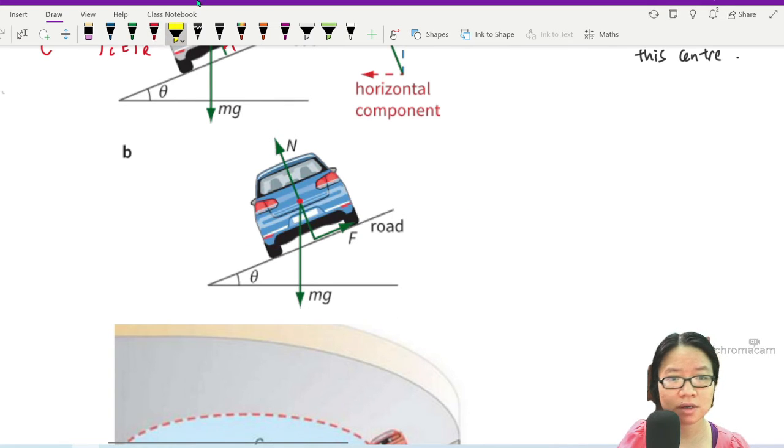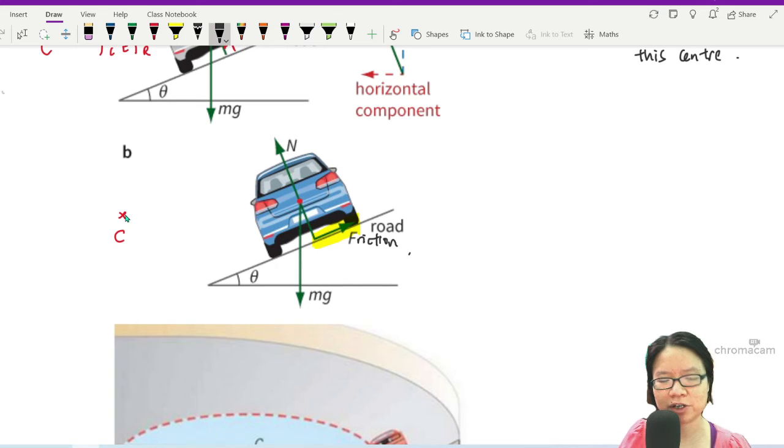Friction is going here. Where's the center of rotation again? Center of rotation is here at the side. Once again, center of rotation is here. This direction, this is your FC. So this friction is not really even in the direction. So I will write here, prevents car from sliding down the incline.